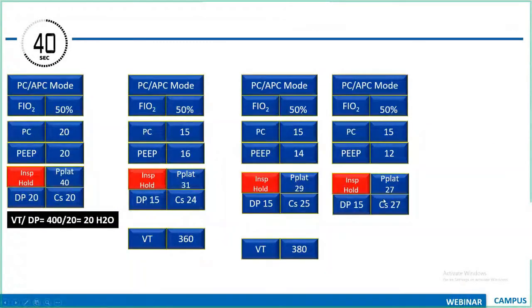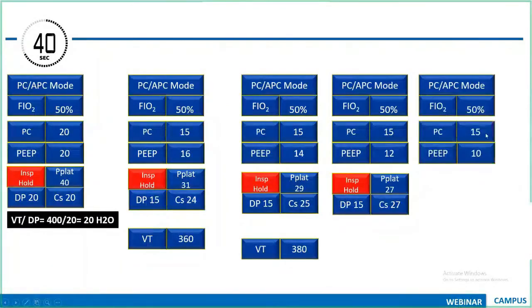Okay. So now with the reduction in PEEP also I am having an improvement in compliance. So the patient does not require 20, 16 or 14 PEEP. With the 12 PEEP, the patient is having better compliance than the previous higher values. So I have to again down titrate and see.